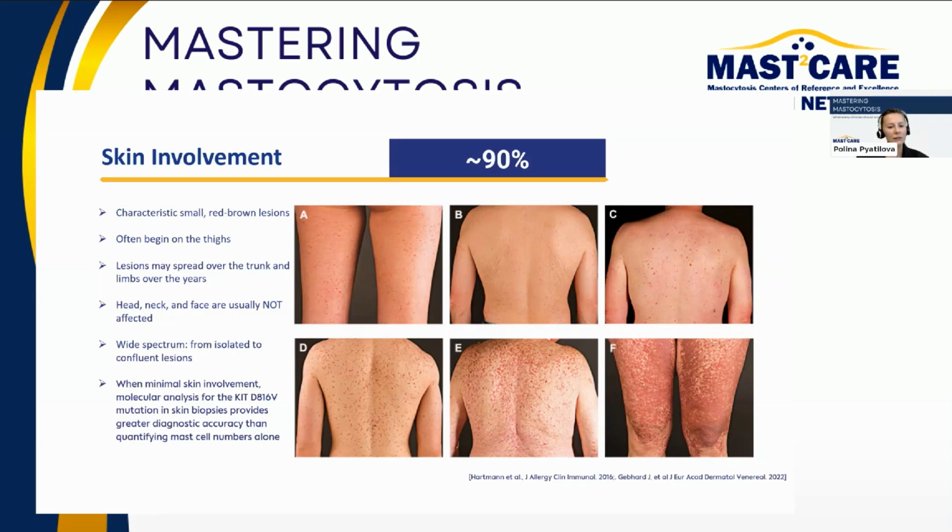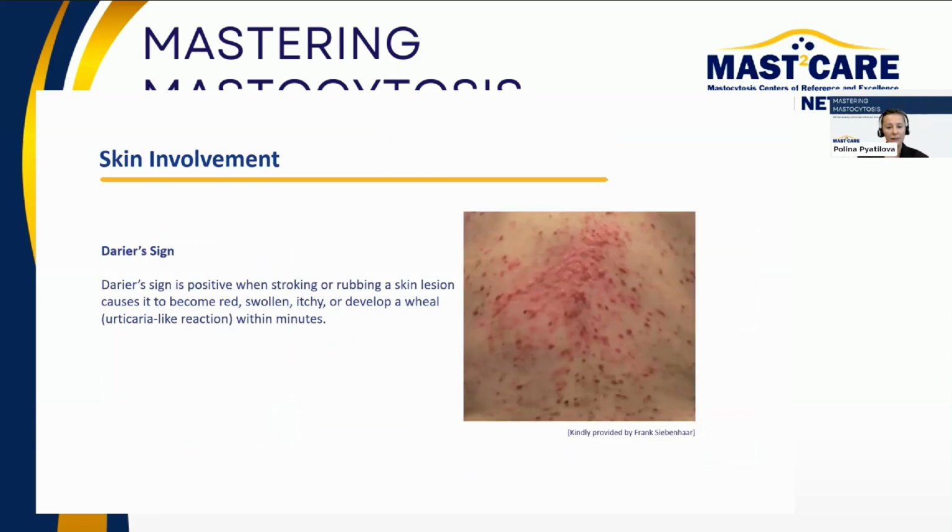And we also see absolutely different intensity of the involvement. You see from A to F, from limited macules and papules, which are really difficult to diagnose, to very extended skin lesions. And if we touch these lesions, after rubbing them, and you need to do it really intensively, the mast cells sitting in these lesions are activated, irritated, and then we see a swelling, and this is very typical for mastocytosis patients.